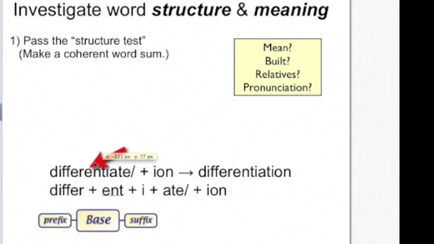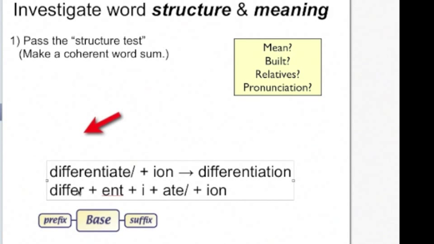If ENT is a suffix, then we have differ here. And what's wonderful is when you do this, if I write DIFFER, some student there noticed that maybe DIF is a prefix, so they tested it.